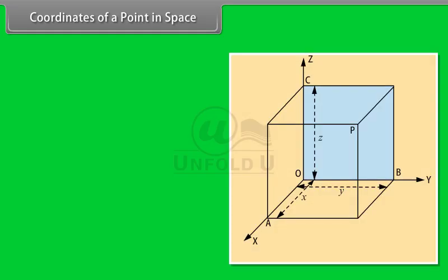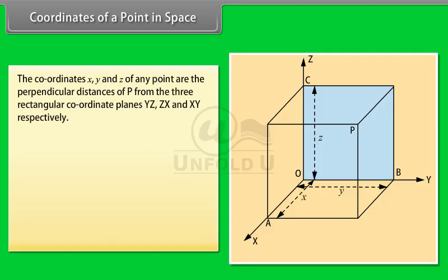Again, if we complete a rectangular parallelepiped through P with its three edges OA, OB, and OC, meeting each other at O and OP as its main diagonal, then the lengths OA, OB, OC, that is x, y, z, are called the coordinates of the point P. The coordinates x, y, and z of any point are the perpendicular distances of P from the three rectangular coordinate planes YZ, ZX, and XY respectively.